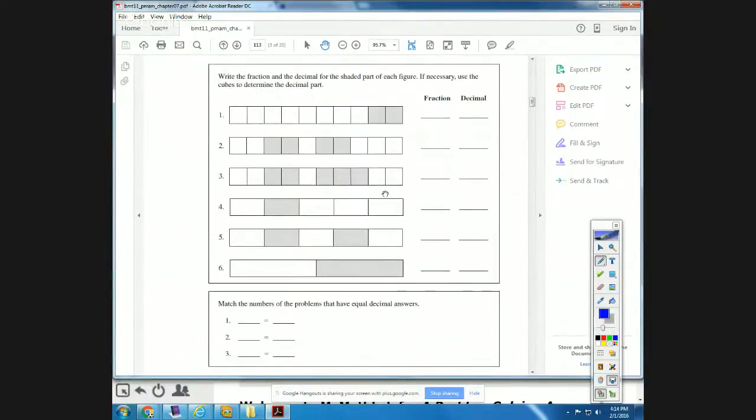So number 1 is kind of like thinking about base 10 blocks. We have a rod here that has 10 units in it. And if the rod is a whole, then what is the shaded part as a fraction and a decimal?